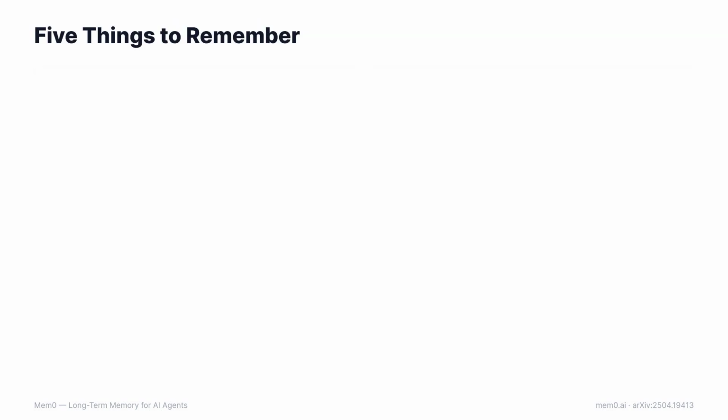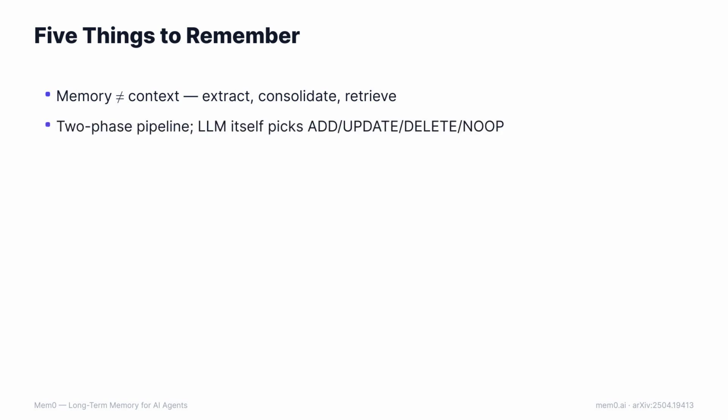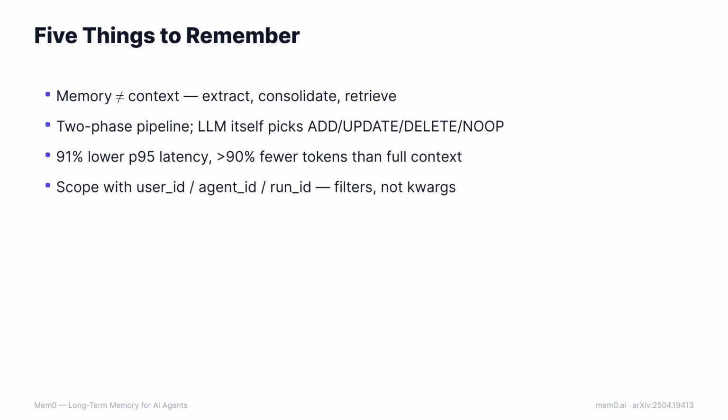5 things to remember. Memory is not the same as context. Mem0 extracts, consolidates, and retrieves instead of replaying transcripts. The two-phase pipeline lets the LLM itself decide whether each fact is an add, an update, a delete, or a no-op. You get 91% lower tail latency and over 90% token savings compared to stuffing the full history. Scope everything with user, agent, and run IDs and pass them through filters in search. And you can start completely local and free with Ollama and Qdrant, then move to the hosted platform when you need scale. Thanks for watching.